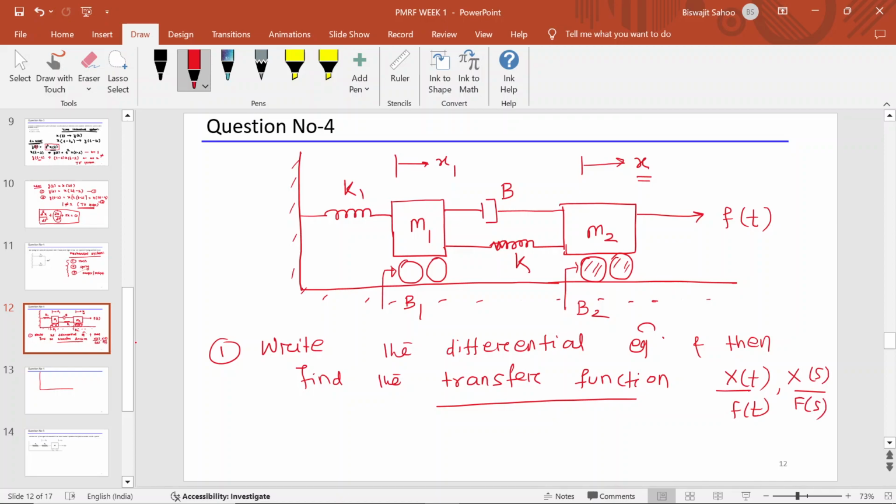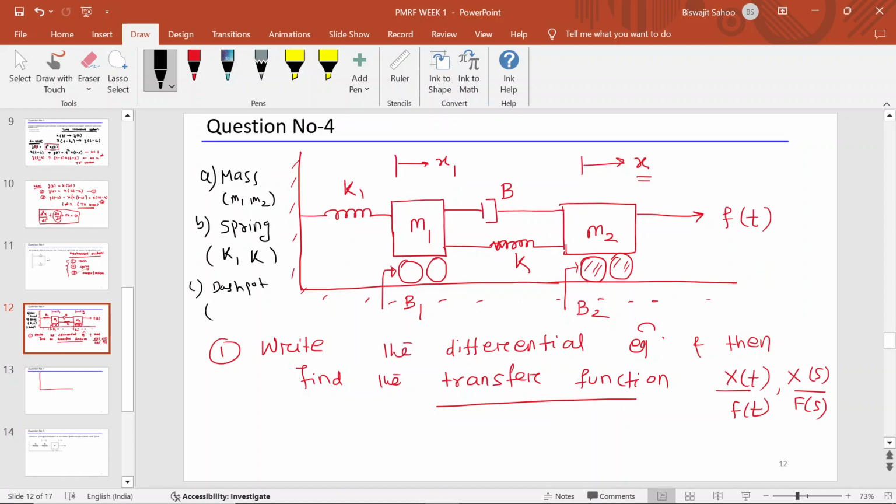This is the question. So how to solve this type of question? Any mechanical system has three main important things. First one is mass, here M1 and M2. Second is spring. Here there are two springs. One is K1, which is attached to the rigid body. Another spring is attached between the two masses. So here are K1 and K. And another is the dashpot.